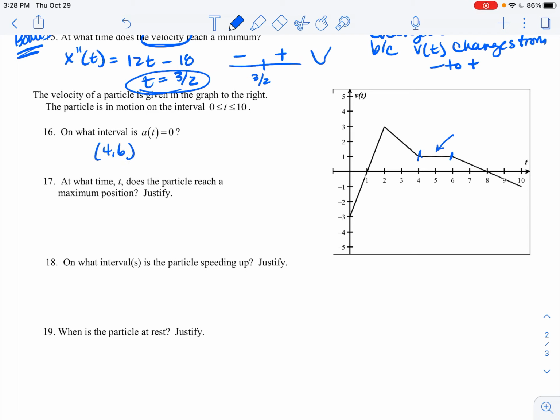At what time does the particle reach a maximum position? All right, so this is my velocity. This is my first derivative. I reach a maximum when my velocity goes from positive to negative. So right here at a time of 8.